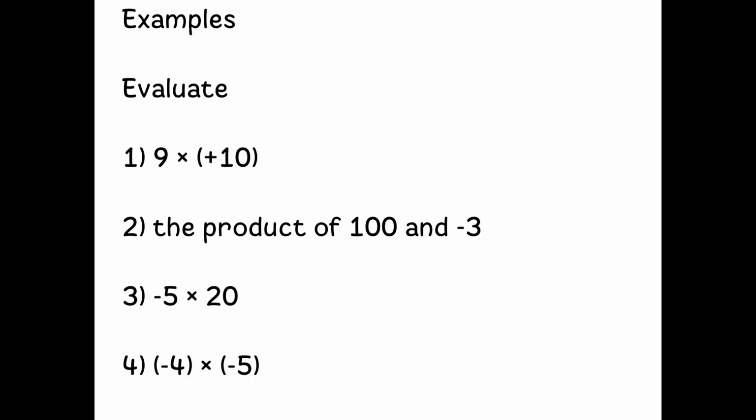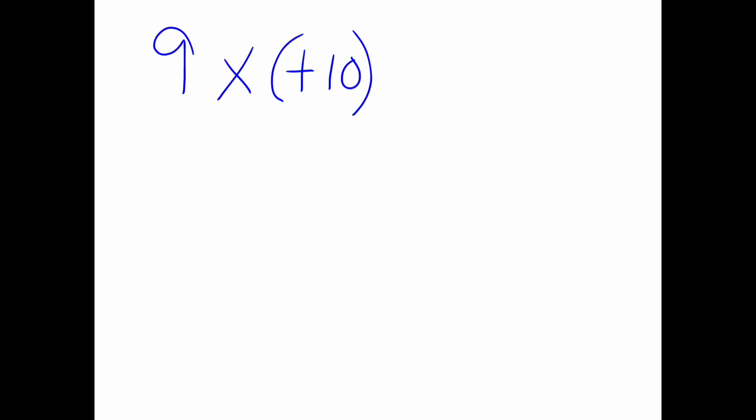So here are examples that we need to evaluate. Let's start with the first one. The first question says 9 multiplied by a plus 10. Remember from the previous video, when you have a number standing alone, it has an invisible plus sign, right? Very good. So this means a plus sign from 9 multiplied by a plus sign from 10.